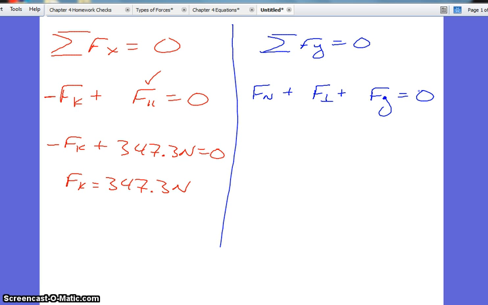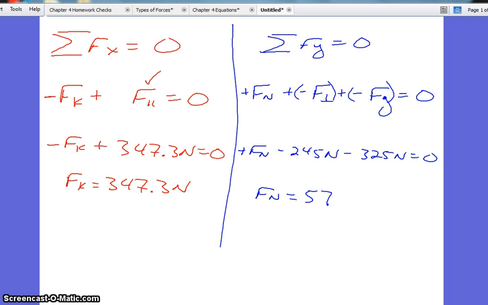Well, let's consider positives and negatives. Normal force is up, that's positive. Perpendicular component is down, that's negative. And gravitational force is down, that's also negative. So now we can put in our values. The perpendicular component is 245, and the gravitational force is 325. So we solve for the normal force, and we get that the normal force is 570 newtons.